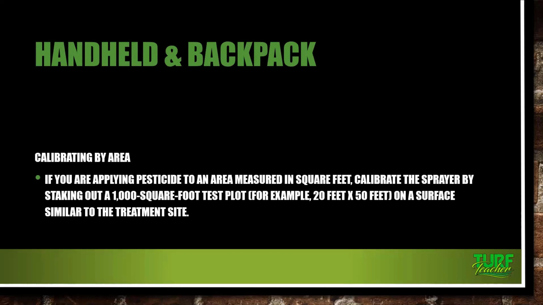When calibrating by area, if you're spraying the pesticide to an area measured in square feet, calibrate the sprayer by staking out a 1,000 square foot test plot. Example, 20 by 50, on a surface similar to the treatment area or treatment site. Basically that's saying if it's flat ground, you want flat ground. If you're going somewhere that's rolling and hilly, you may want to find a place at the shop that's got some hills too, because that's going to change your technician's speed as well.